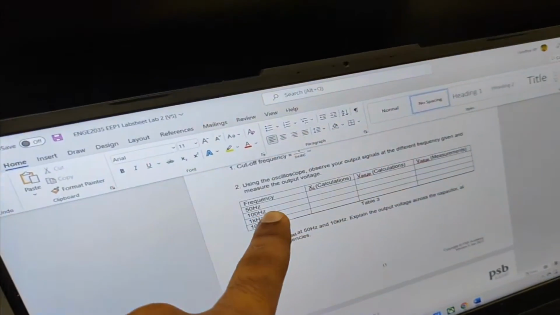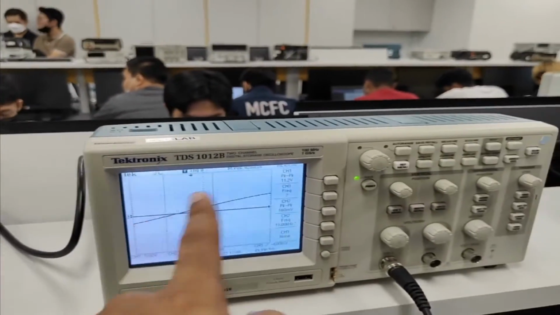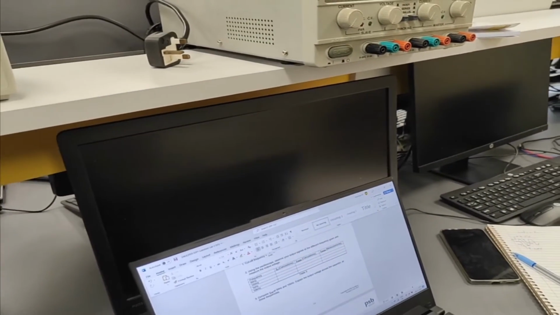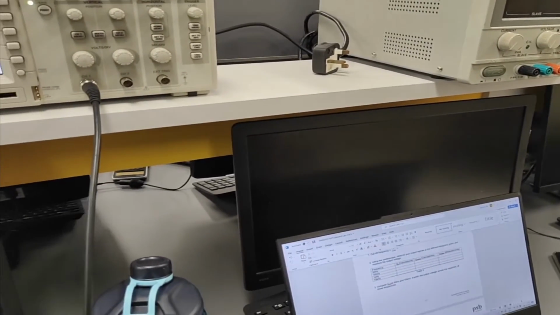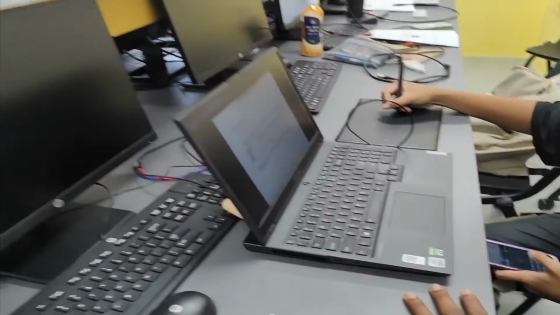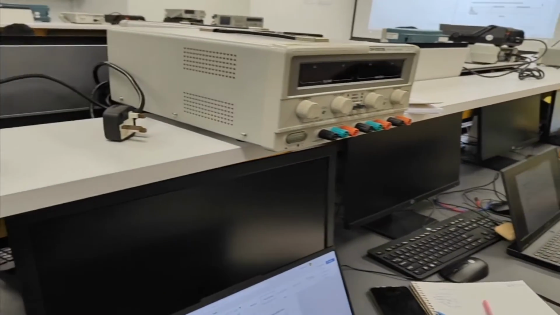So for the frequency 50 hertz, I kept it here at 50 hertz, and reading the peak to peak voltage as 11.2 volts. Bro, calculated 11.2 volts peak to peak. Calculate V peak. That one, yeah, that one. 11.2 volt. Okay.